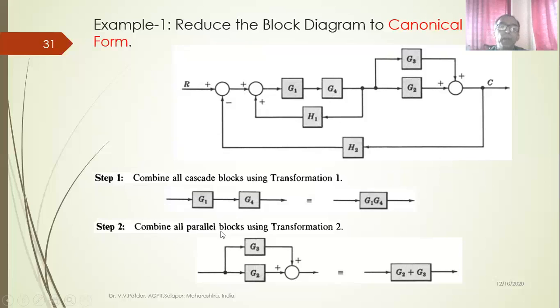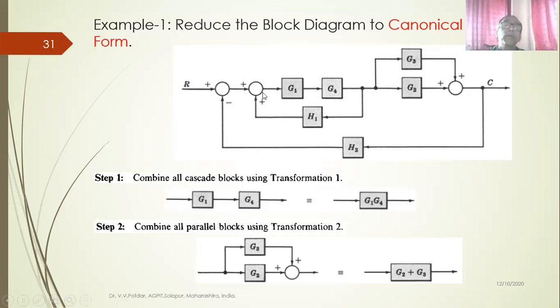Combine all parallel blocks using transformation 2. See, parallel blocks in the forward path. These are coming to a summing point, so these can be combined to get a single block. You can remove this entire loop by replacing it with a G2 plus G3 block, isn't it? This entire loop with the summing point will vanish in the next step. So these two blocks will become a single block of G2 plus G3. Here G1 and G4 will become G1 into G4 as a single block.